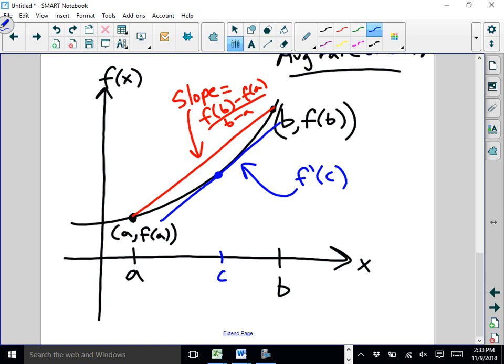And I try to pick a point where the slope of the blue line matches the slope of the red line. And there has to be a point in there somewhere, at least one. There might be many, but there has to be at least one point in there where the tangent line slope matches the slope of the secant line around it.